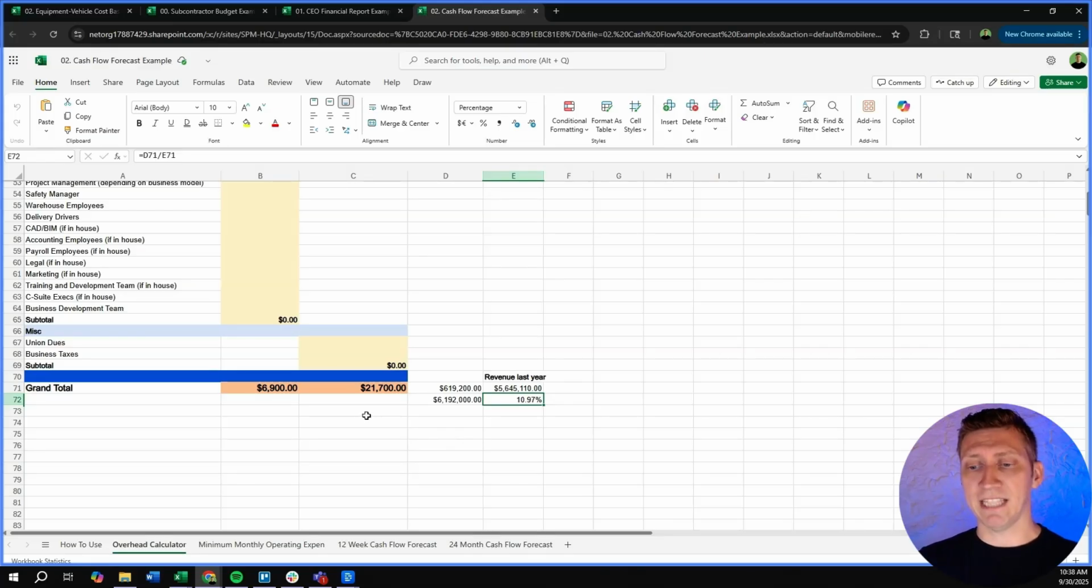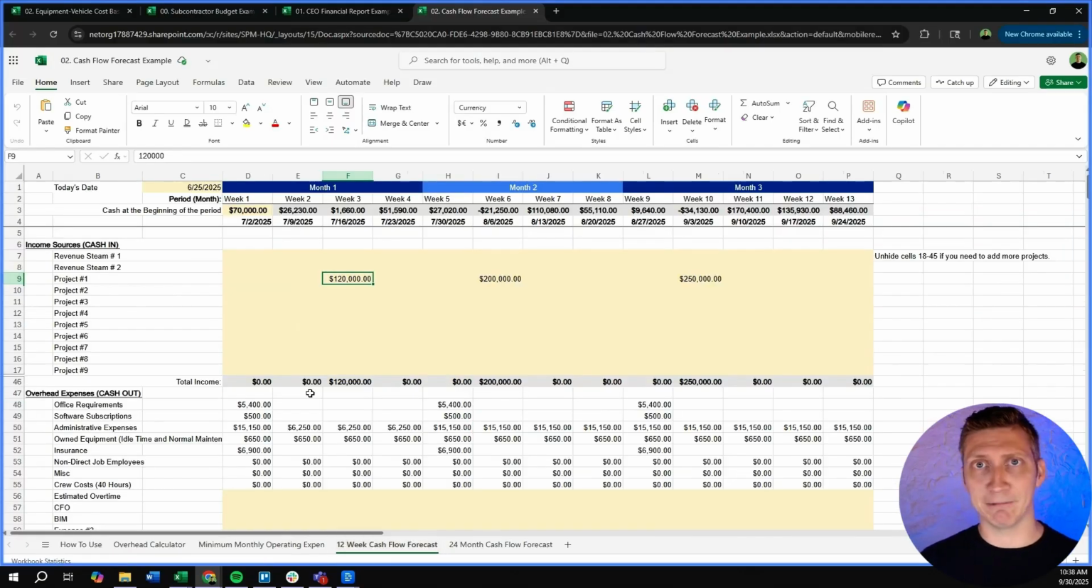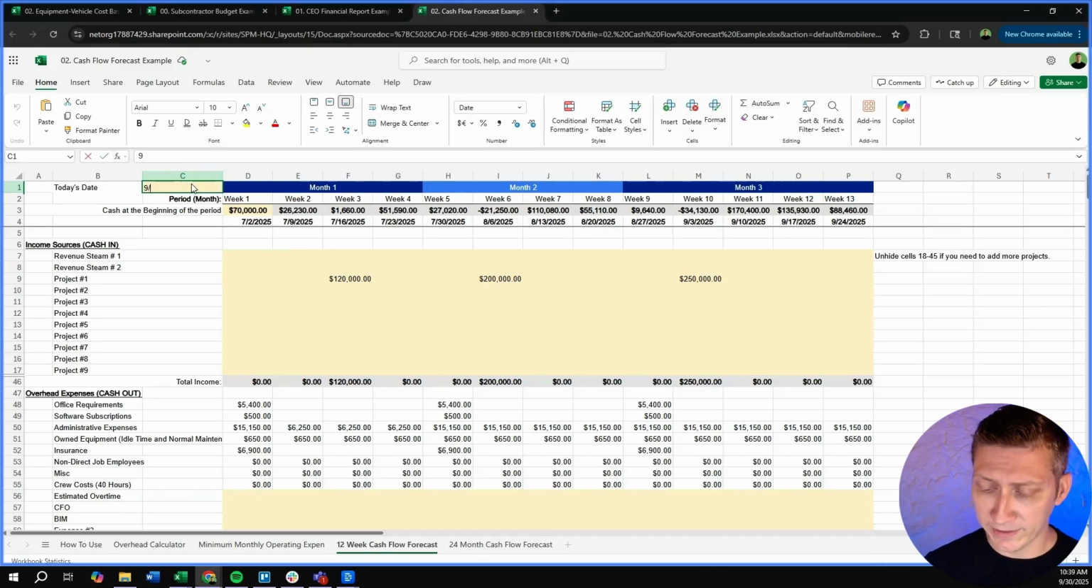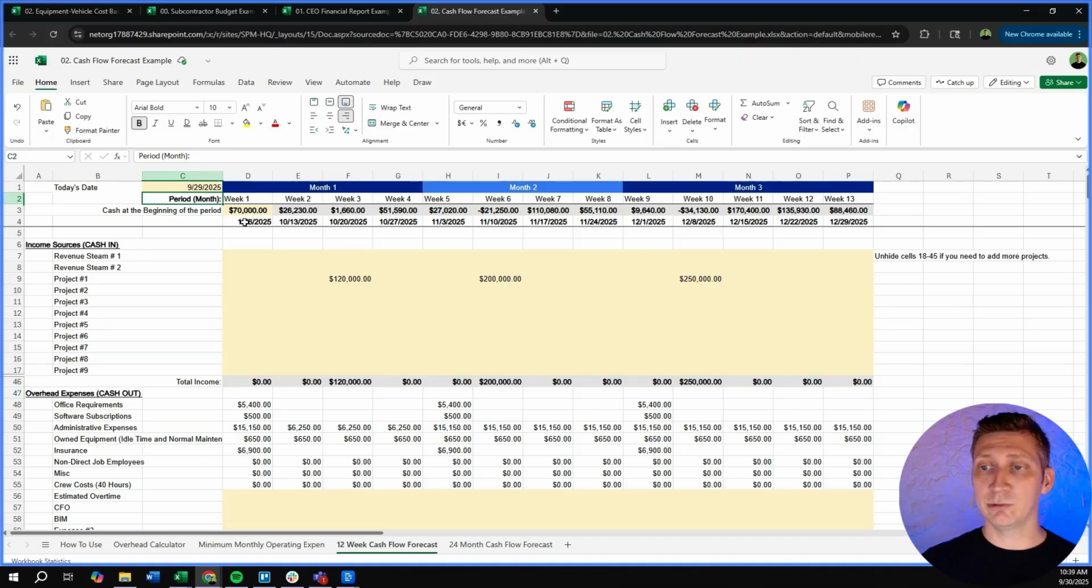This tab will feed into the 12-week forecast, and this is the next step. This is what you guys came for. So we start at the top. We go with the date. We're going to go with the Monday. So last Monday, 29th, right? So we're going to do 9/29/2025. What that does is every one of these weeks, it shows the following Monday.